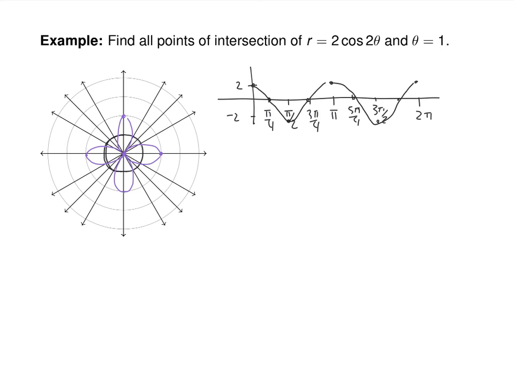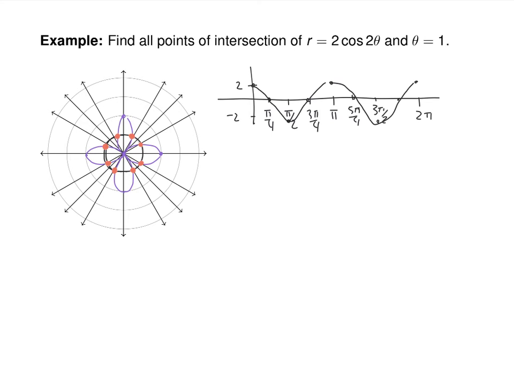And it's pretty obvious from the picture, although your ability to graph it perfectly will determine if you can see where they are, that there are 8 points of intersection. 1, 2, 3, 4, 5, 6, 7, 8. And let's try to find them from the equations.